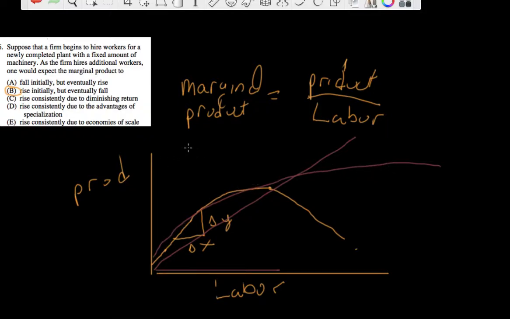And then rise consistently due to the advantage of specialization. Well, yeah, things would rise with specialization, but there's no way in the problem to think that specialization was given, so we can't use that. And rise consistently due to economies of scale. Again, that's not something that's anticipated in the problem. In fact, they go out of their way to tell you that it's fixed, right? So if it's fixed, we know it's not going to be economies of scale. All right, so number 6 is B, and that's all we got.